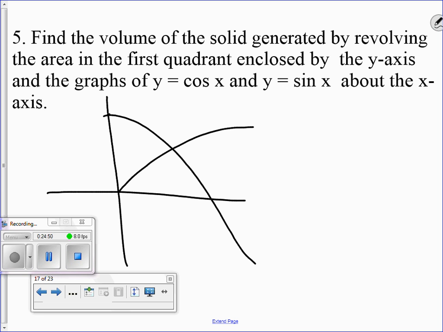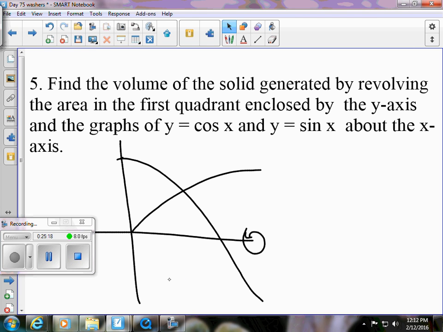This time it says, find the volume of the solid generated, blah, blah, blah. The area in the first quadrant enclosed by the y-axis, the graph of cosine x, and the graph of sine x. So you might see different regions and say, well, how do you know which one? But it has to be the y-axis, cosine x, and sine x. So it has to be this region right here. And we're going to revolve that about the x-axis. So I got to color it.